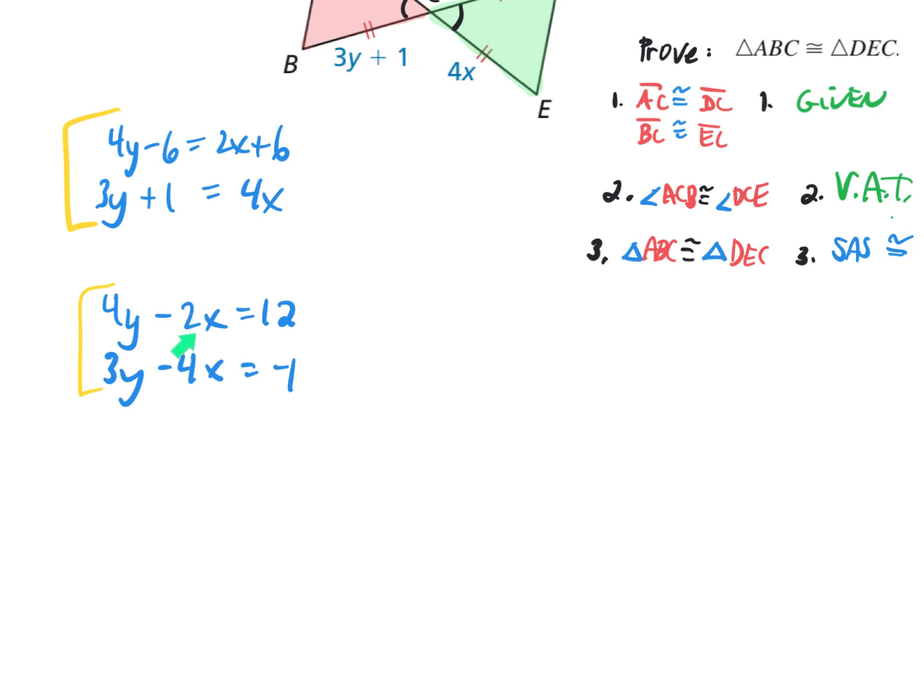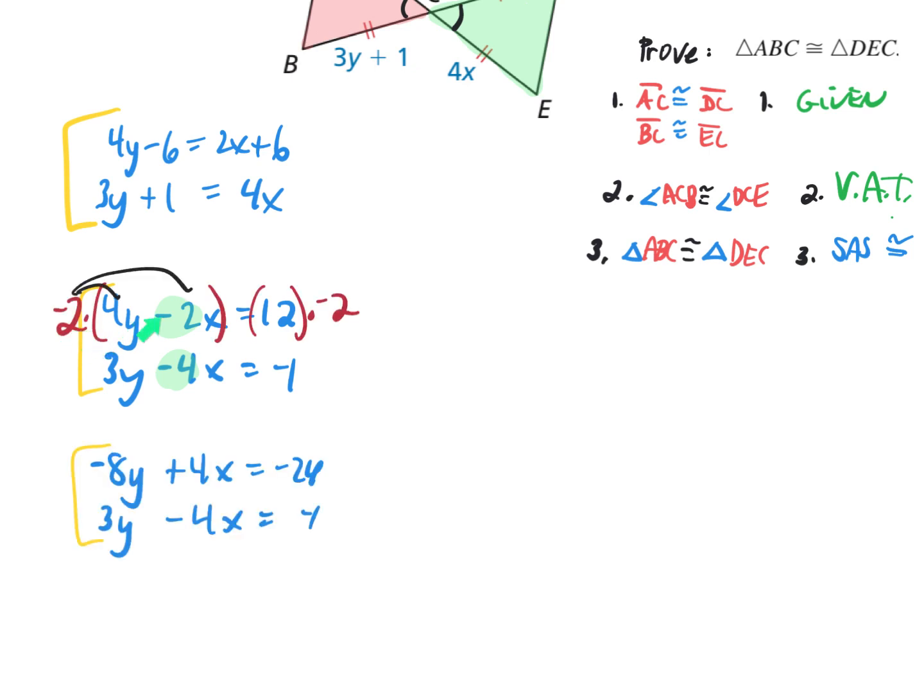Notice the coefficients on x are just off by a factor of 2. And in the elimination method, we would like the coefficients to be opposites of each other. So if we multiply the top equation by negative 2, we'll have 4x, which is the opposite of negative 4x. Be sure to distribute on this side, giving us negative 8y plus 4x, and on the right side is negative 24.